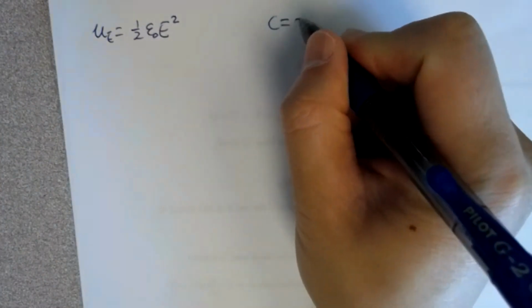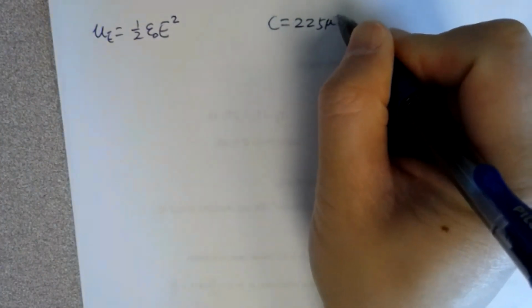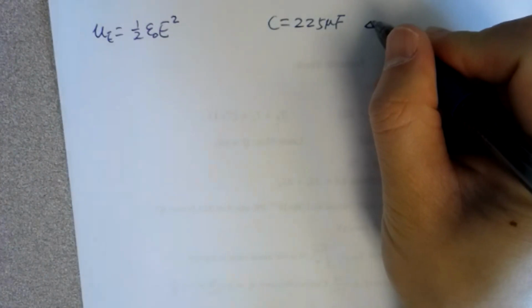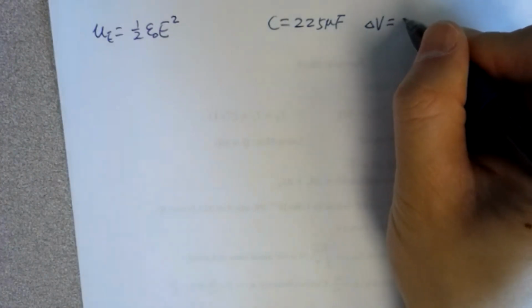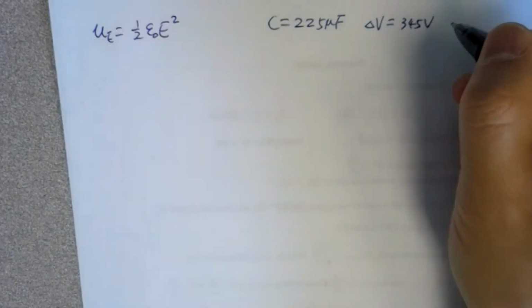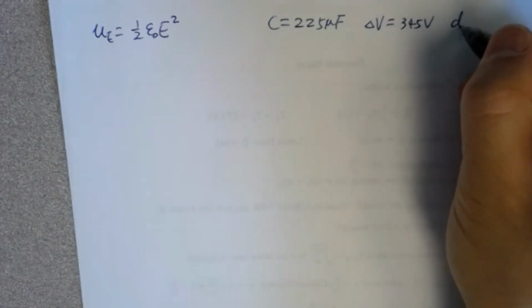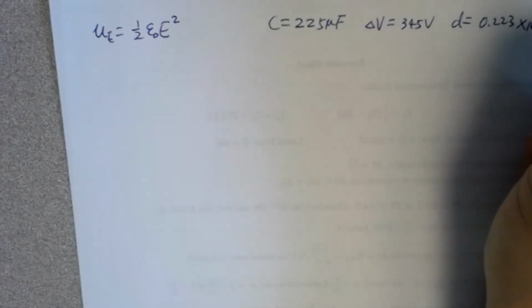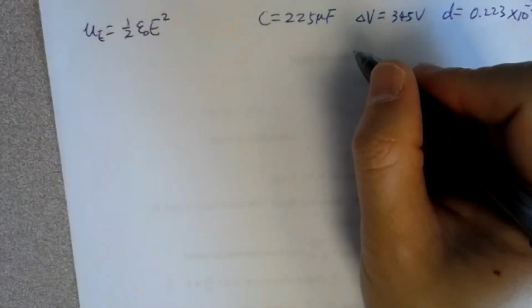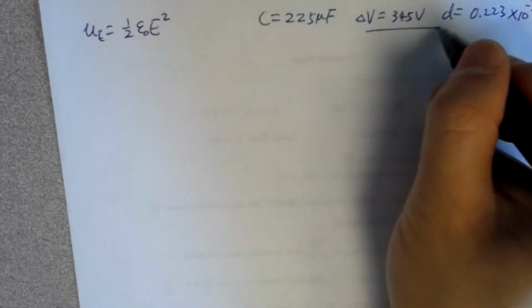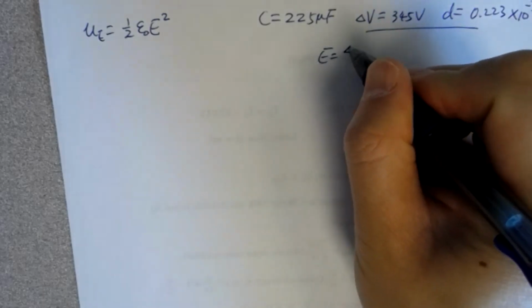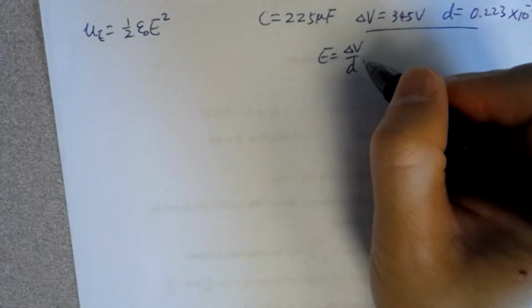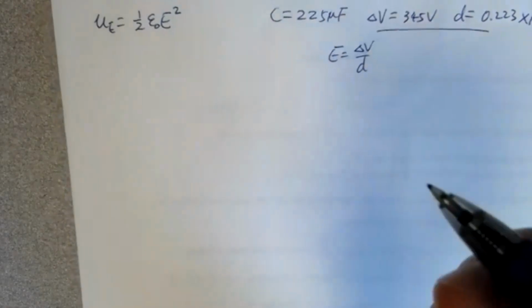Now it tells us C equal to 225 microfarad. It tells us delta V, or the V between, is 345 volts. And it tells you D is equal to 0.223 times 10 to the minus 3, for millimeter. So I think we can just use these two, because E is equal to delta V over D. Okay, so then we can calculate this.